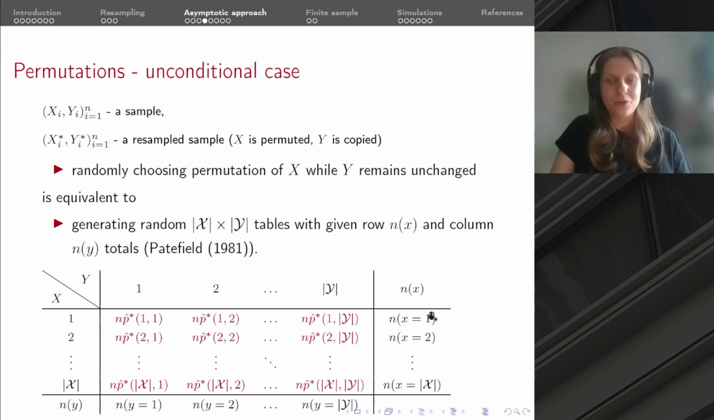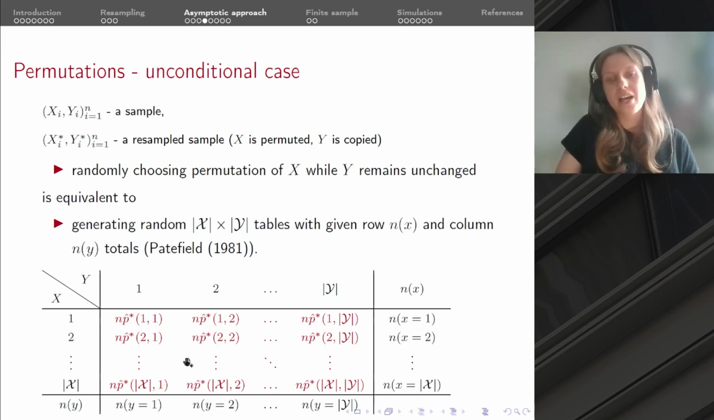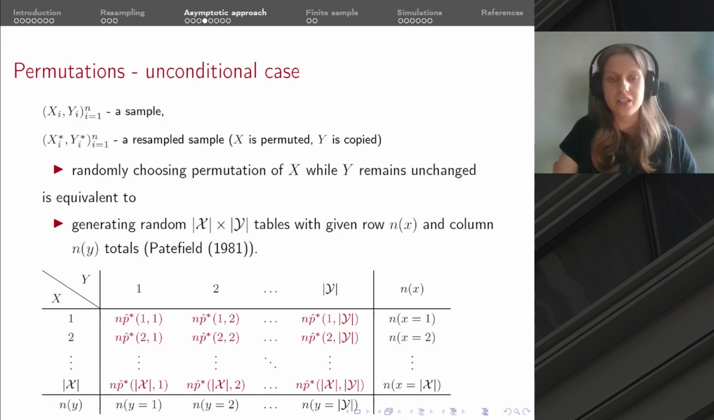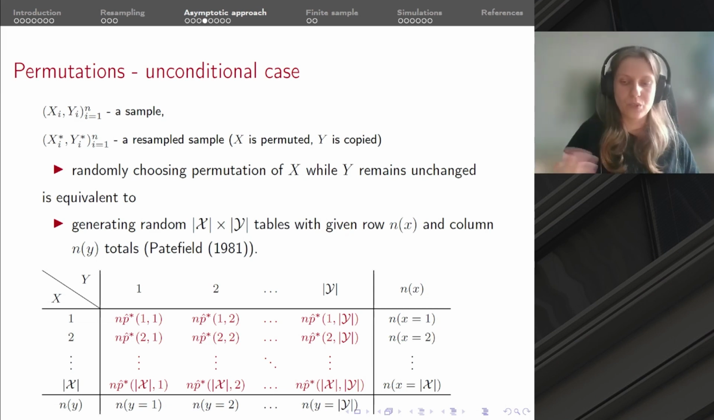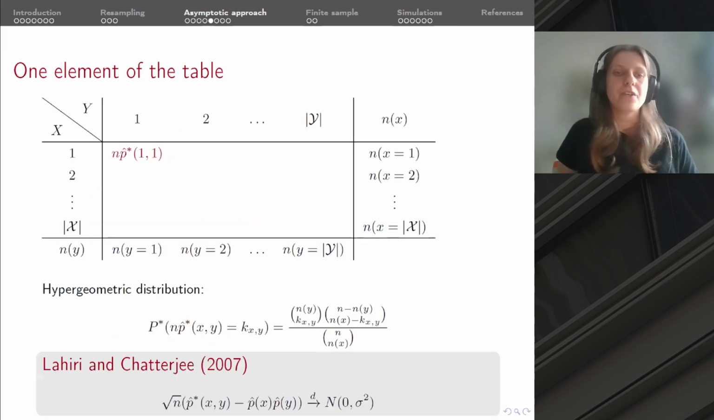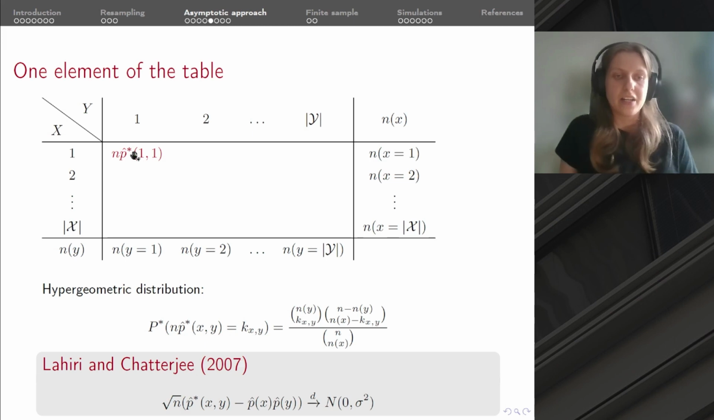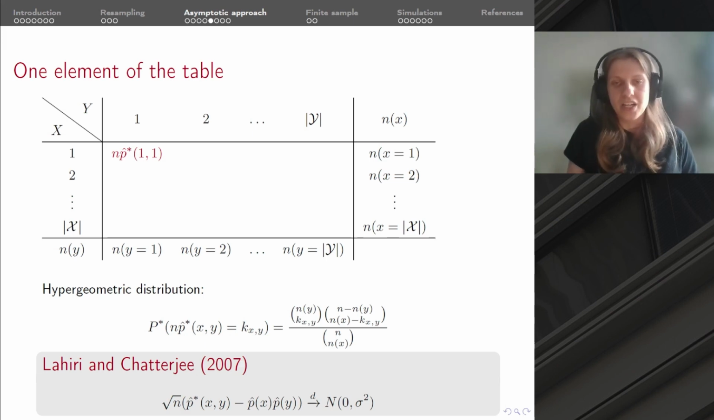So in each row, we sum the values in that row, and this is a fixed value. And now we sample the content of the table, and we want the distribution of the whole content of the table. And actually, there was no result. What is the asymptotic distribution of that? The only thing that was known was the asymptotic distribution of one element of the table, because then it has a hypergeometric distribution, and it was obtained in 2007.